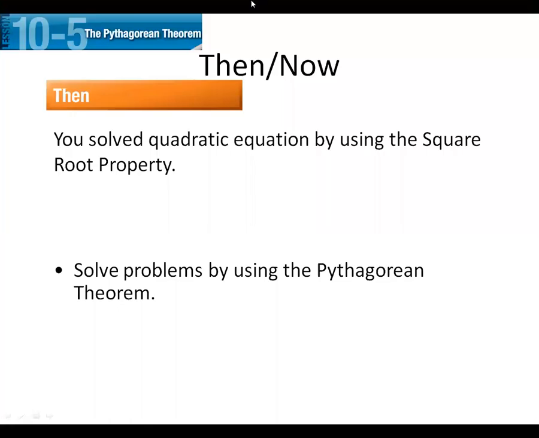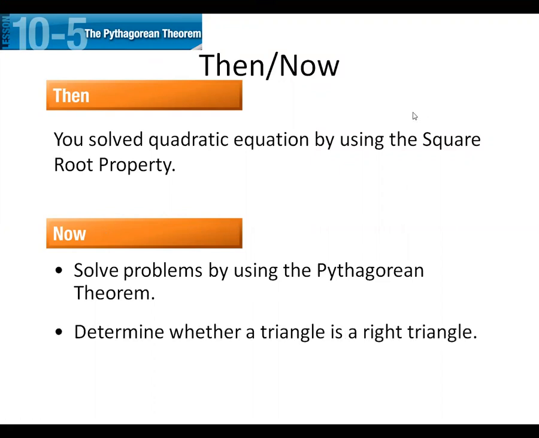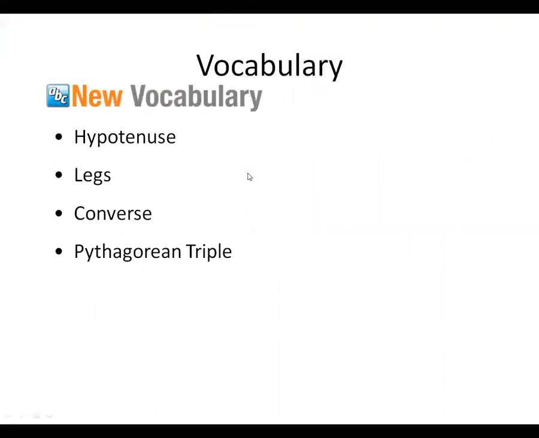All right, guys, we're going to talk about section 5 now, which deals with the Pythagorean theorem. Previously, we solved quadratic equations by using the square root property. Now we're going to solve problems by using the Pythagorean theorem and then determine whether a triangle is a right triangle. So some new vocab, you've probably seen a lot of these before: hypotenuse and legs of a triangle, something called a converse, we're not talking about a shoe there either, and something called a Pythagorean triple.